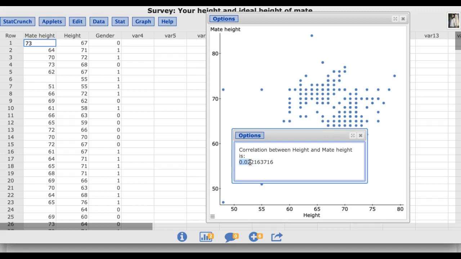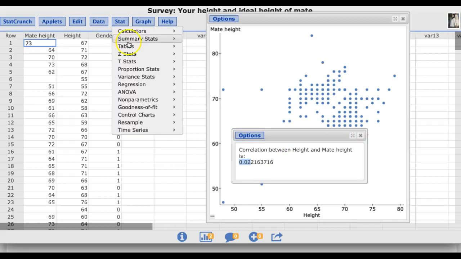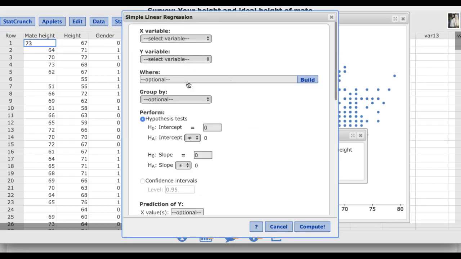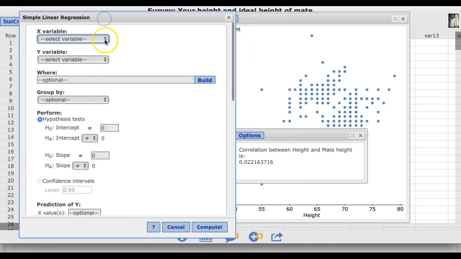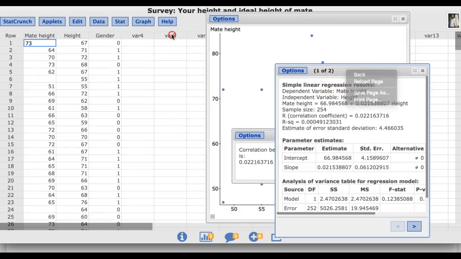I don't know what we can do here. I don't know if linear regression would be appropriate. But we can even see what the regression output would give us. Let's go to Regression, Simple Linear. I'm not really planning on anything here. I just want to see what it gives me, but I'm not banking on too much given what I've seen so far. For the X variable, definitely it's the height of the respondent. I'm using that to help predict the height of their mate. We can compute it here.